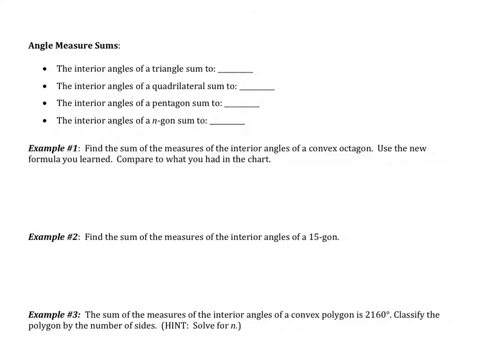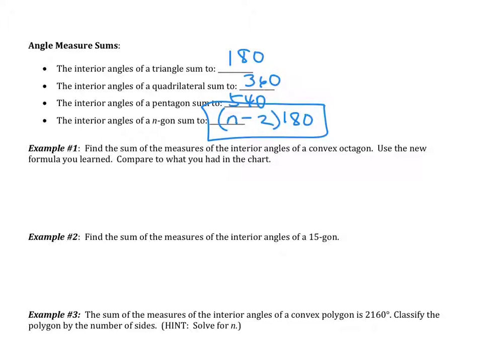All right, so the angle sums, this is just a quick little reminder. The sum of the interior angles is 180 for a triangle, 360, 540, and then for an n-gon, it's n minus 2 times 180. The big thing that you need to understand, this is our super duper important formula. N equals the number of sides. FYI, it's also equal to the number of angles.